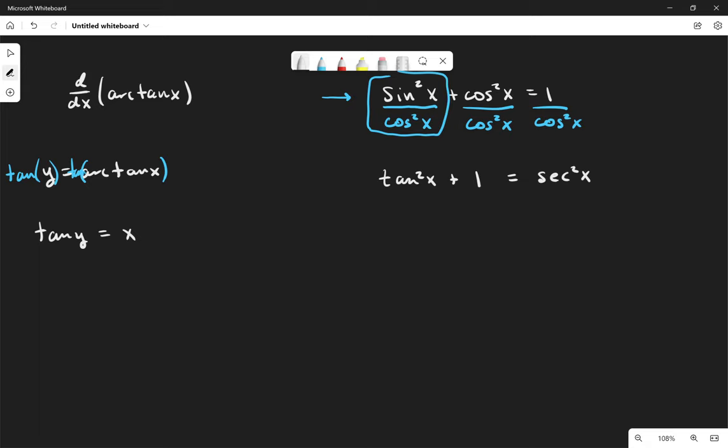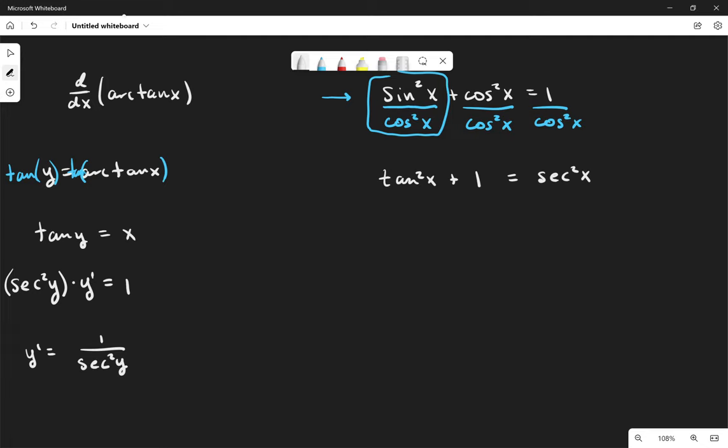And now I'm going to take the derivative with respect to x of both sides. I'm sorry, the right-hand side becomes 1 because the derivative of x is just 1. The left-hand side is an implicit differentiation. So I have to take the derivative of tangent, which is secant squared of, not x, it'll be y. And then I have to multiply by y prime. And now I'll solve for y prime. y prime is just going to be 1 over secant squared of y.